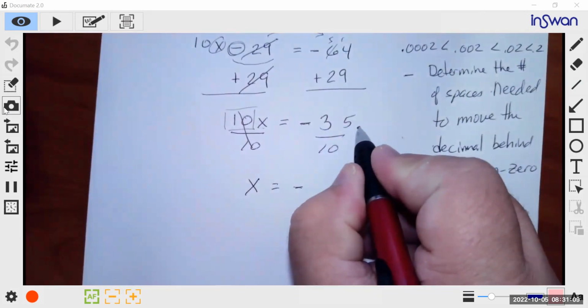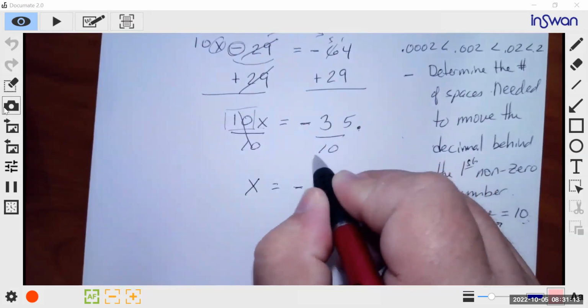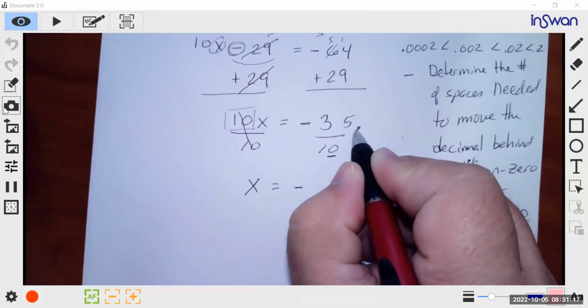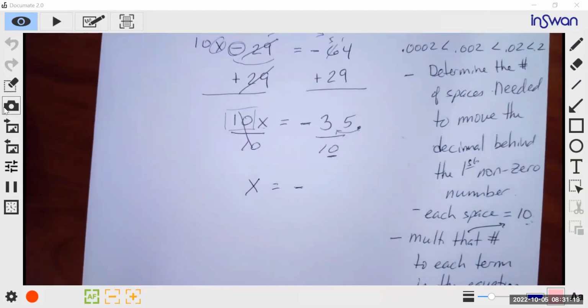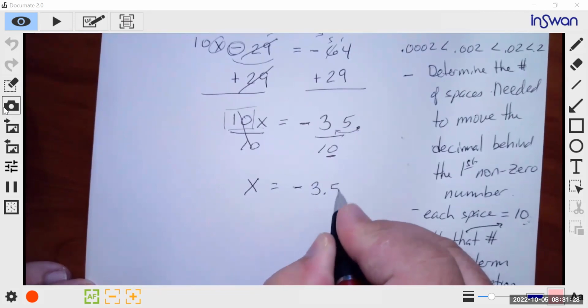So here's the decimal behind the 35. Since I'm dividing by 10, the number of zeros means I move it to the left. When you multiply, you move it to the right. When you divide, you move it to the left. So the answer is negative 3.5.